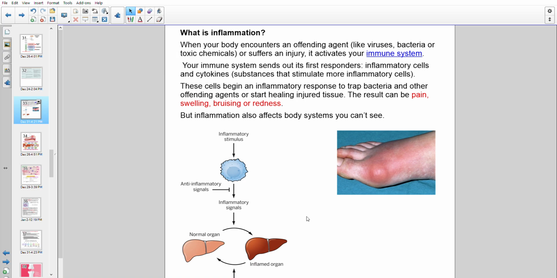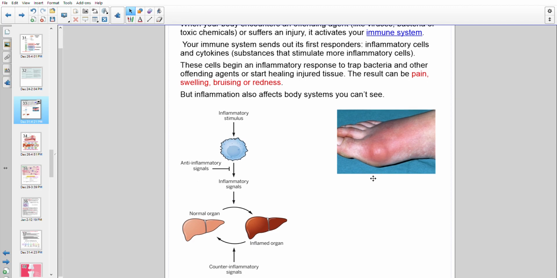Well, we're going to talk about inflammation. I said, oh, my foot's inflamed. Well, here is the example of gout. And what you notice, it's swollen and it's become red and it gets painful. If you touch it, it's usually hot.